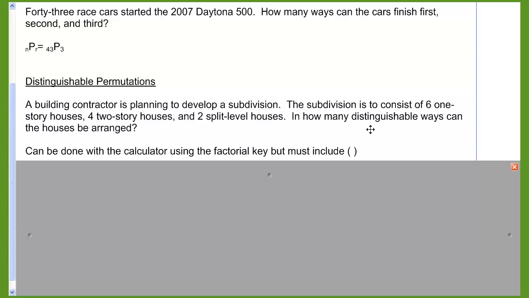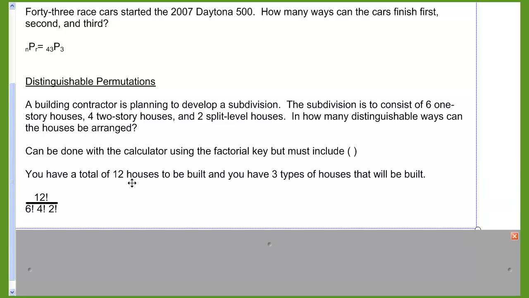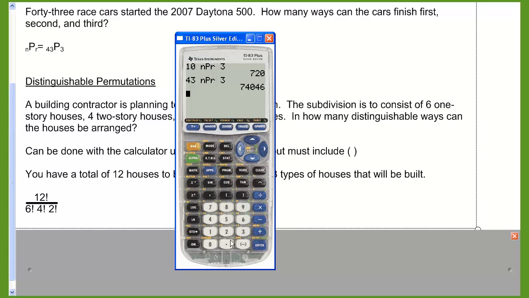And now this can be done using the calculator, but you're going to use the factorial key, not permutations, and you're going to use parentheses. So here's what it's going to look like. You have a total of 12 houses, and there are 3 different types of houses to be built. One-story houses, two-story houses, and split-level houses. Those are the 3 types. The total always goes in the numerator, and the 3 types go in the denominator. So I'm going to show you how to do this on the calculator.